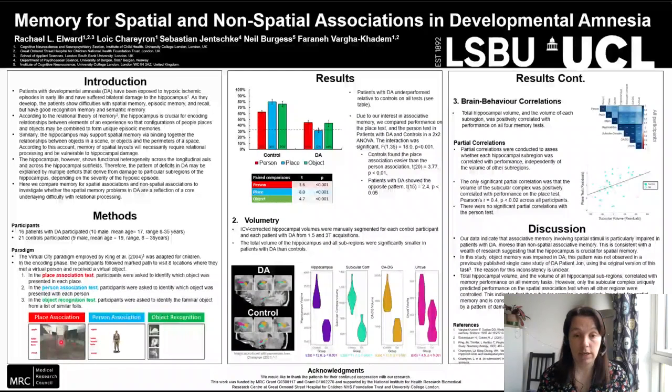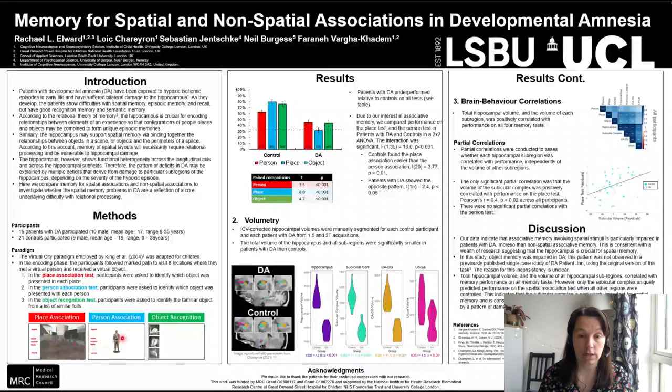In the place association test, they're presented with a picture of one of the places they were previously in and asked which of 3 items they were given at that place. And all 3 items were presented in the previous phase, but only one of them was presented in this area. They have to recognize the correct associate from the list.